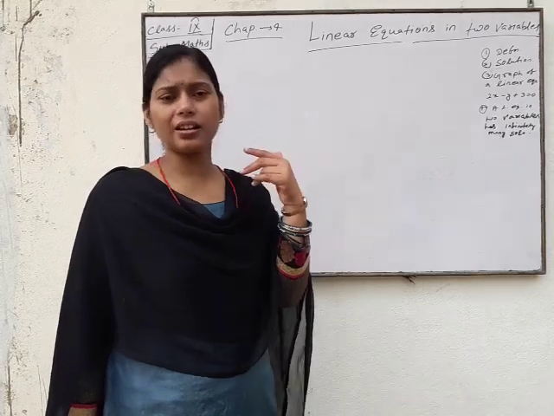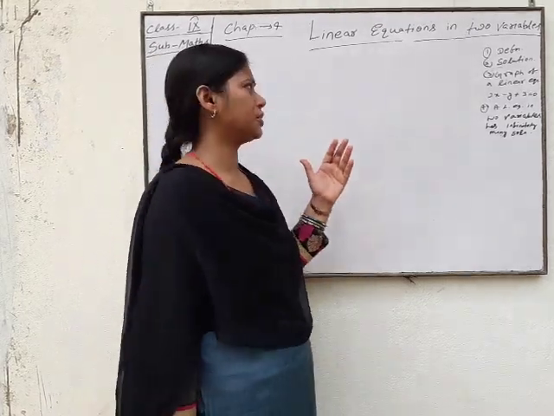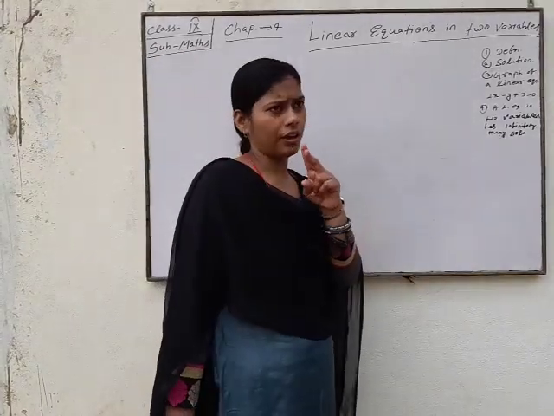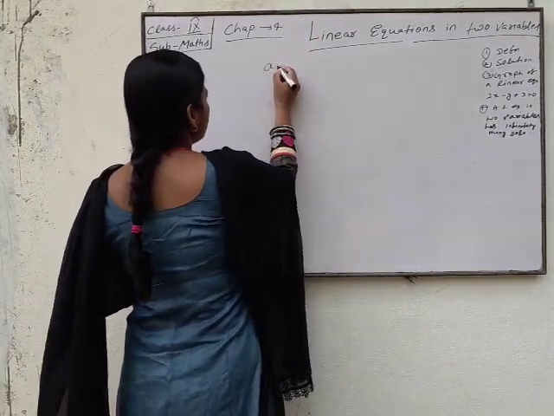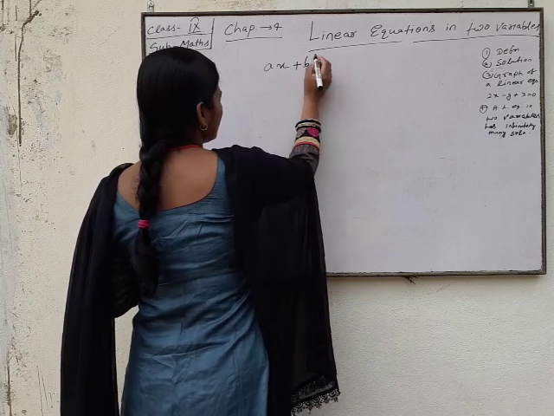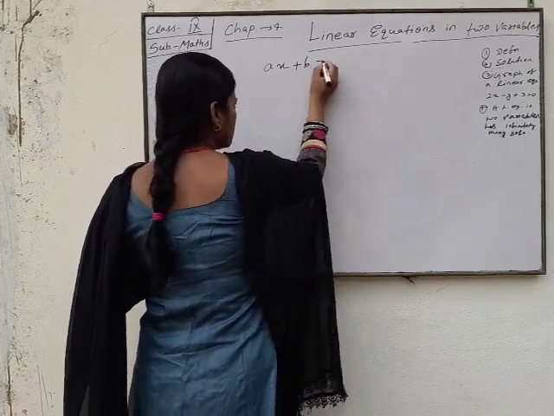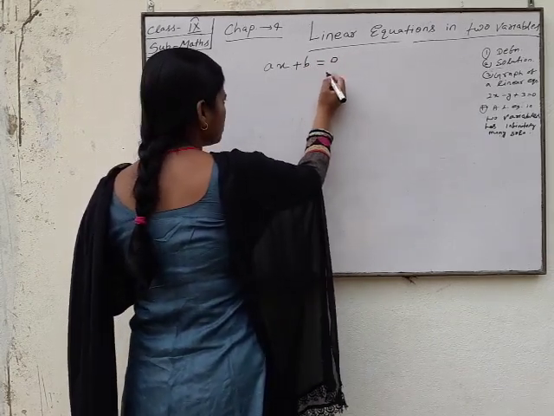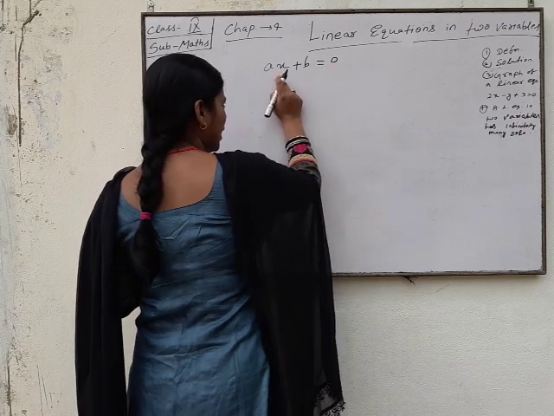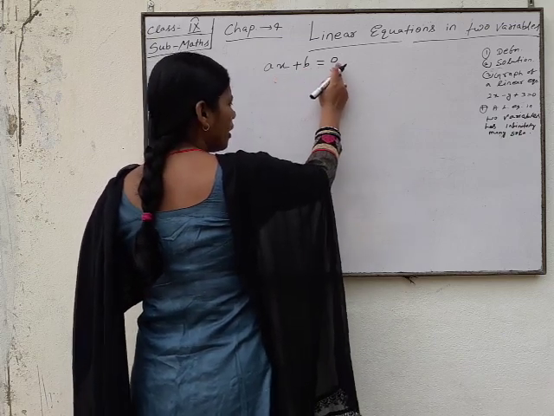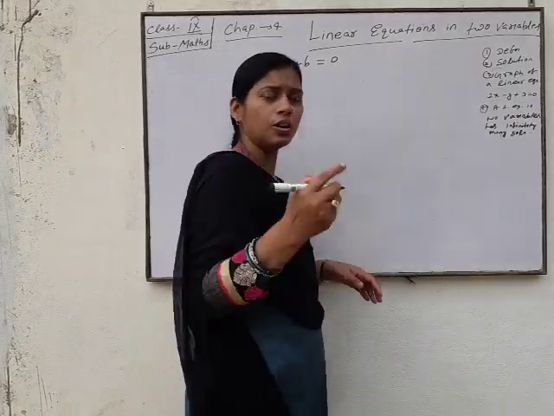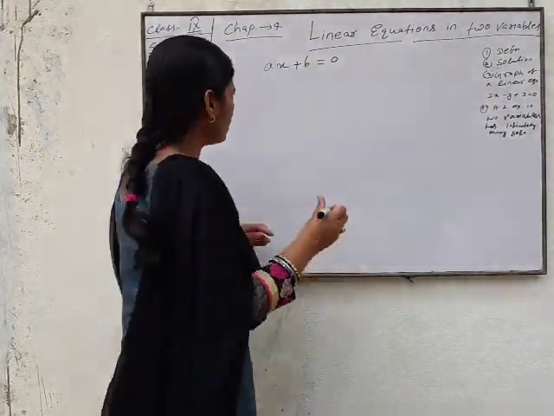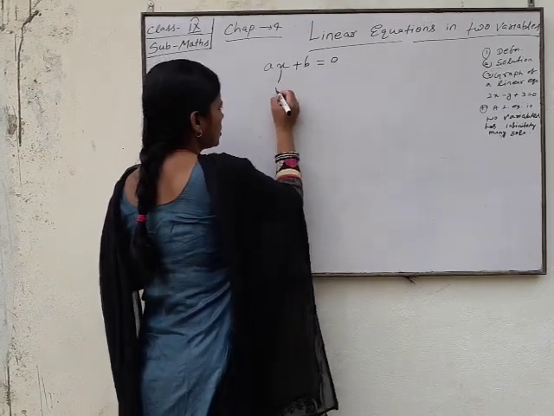Let us first recall the linear equation in one variable. One variable means ax plus b is equal to 0. This is your linear equation in one variable. Your variable is x.